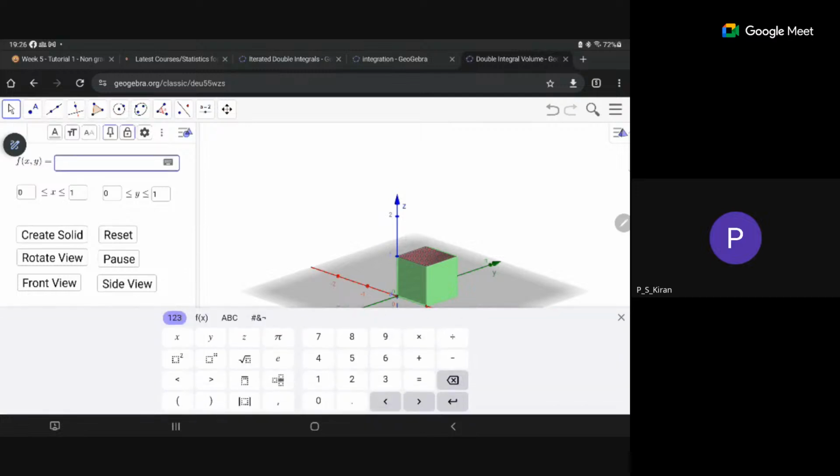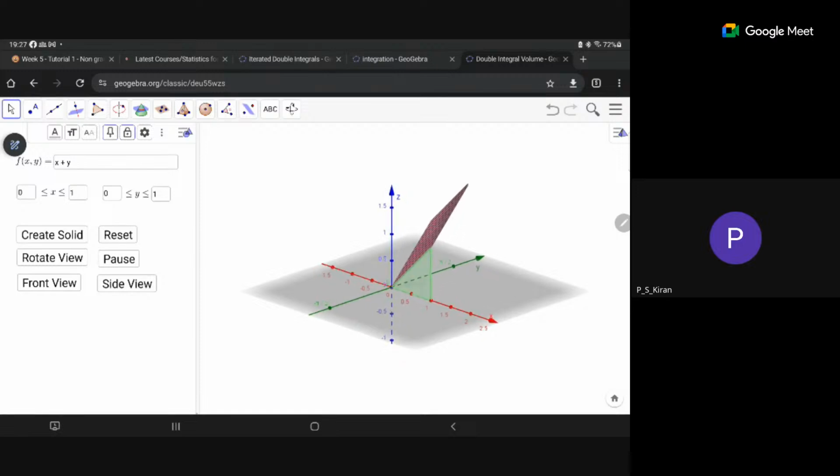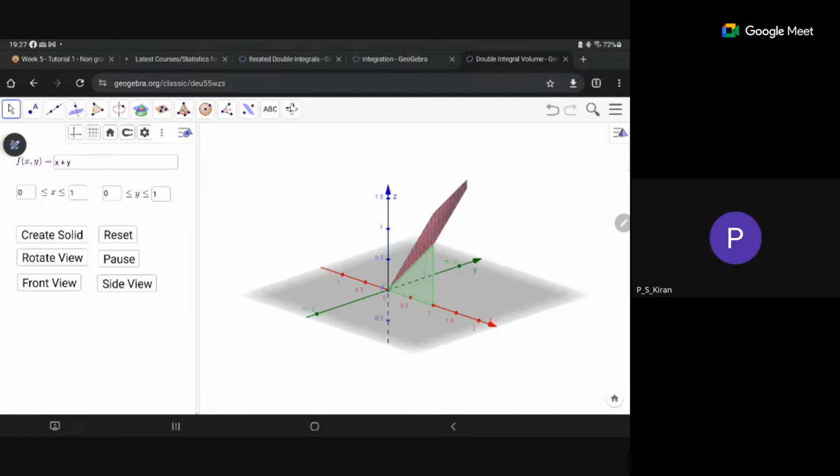I don't think I will be able to do it here. Yeah, we can do it here, over here also. So this is my x, y. Okay. So red line is my x-axis, the green line is my y-axis, blue line is my z-axis. Now this pink curve is my x plus y. Now see how this solid has been generated.